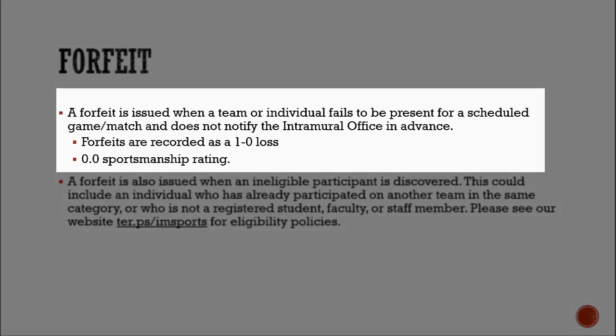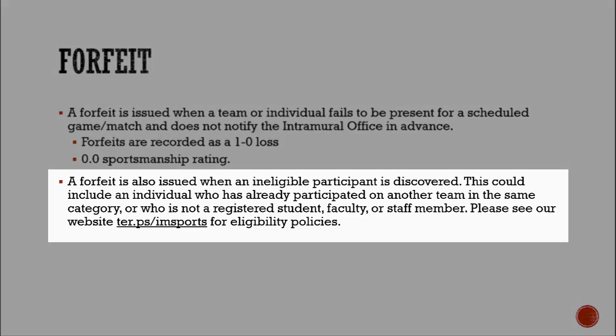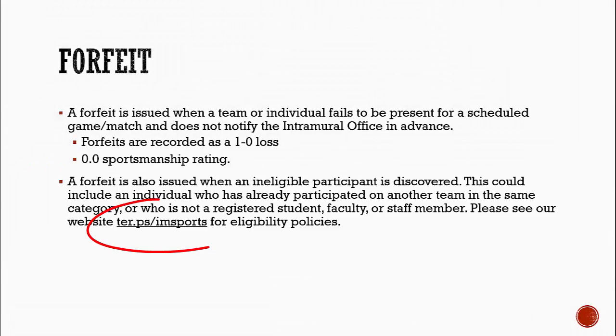A forfeit is charged to a team or an individual who fails to be present for a scheduled intramural game or match and does not notify the intramural office in advance. Forfeits are recorded as a 1-0 loss, and a 0 sportsmanship rating is given to the team or individual that forfeits. A forfeit may also be issued if an ineligible participant is discovered. This could include individuals who participated on another team or an individual who is not a registered student, faculty, or staff member. Check out our website for more information about eligibility policies.